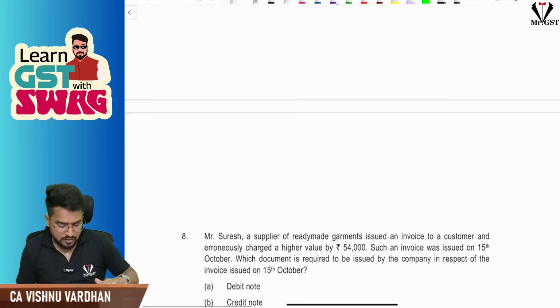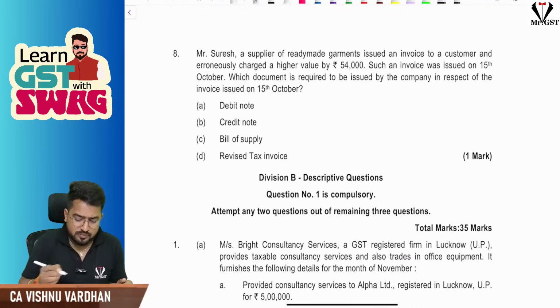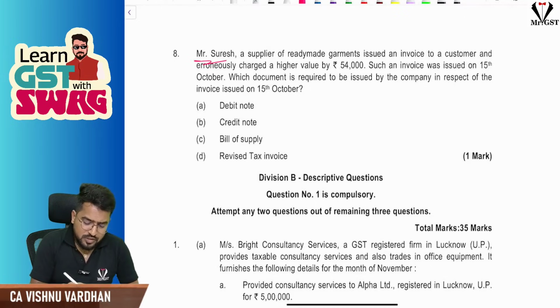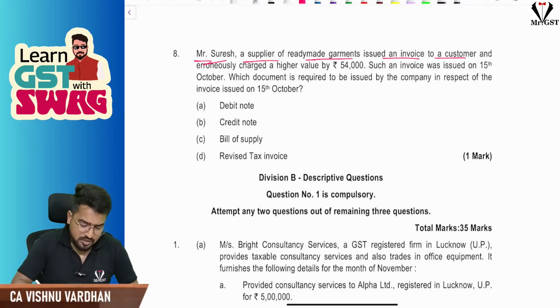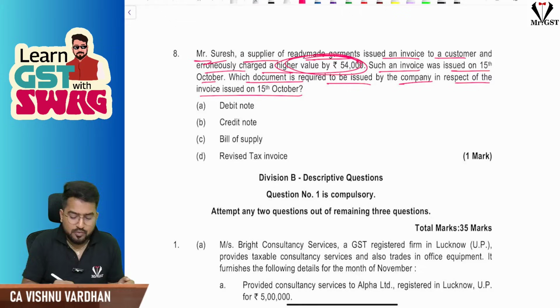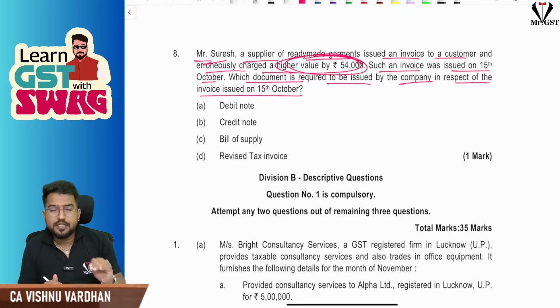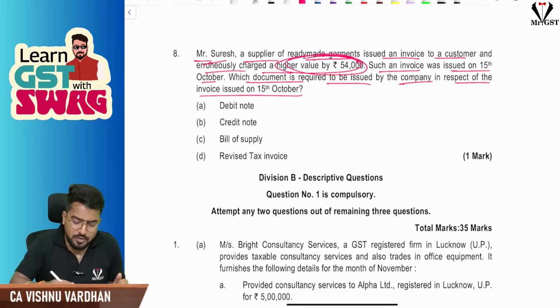Okay, fine. That is the next one. And one last MCQ here. Mr. Suresh, a supplier of ready-made garments, issued an invoice to a customer and erroneously charged a higher value of 54,000. Such an invoice was issued on 15th October. Which document is required to be issued by the company in respect of the invoice issued? See, charged higher value. Whatever you should charge, you have charged more. That means you should reduce the value now. For reducing the value, what will be the document you will be issuing?